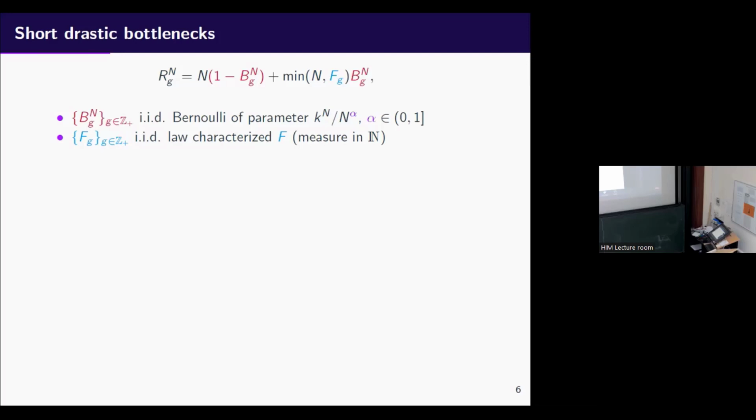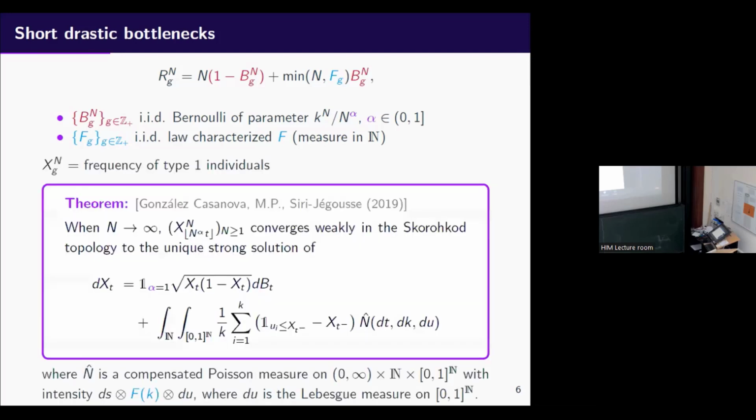So you can consider that f is simply a probability measure, or you can consider that f is an infinite measure, and in this case you need to do some rescaling here, but I'm not going to go through those technical details. And the first result we got is that in this process, if you consider the frequency process, so again, you assume you have two types of individuals, and you look at the frequency of one type of individual, it converges to this diffusion process, where here you have this term that is the classic Wright-Fisher diffusion. And then you have a jump term here that corresponds to what happens during the bottlenecks.